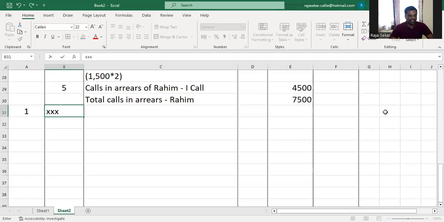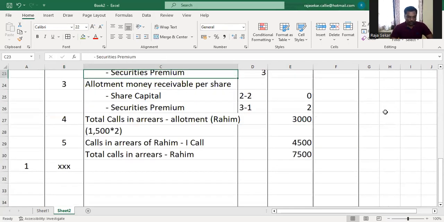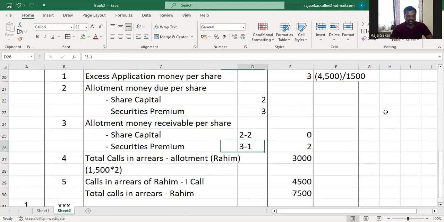So we have premium in the question, and you know very well that a certain portion of the premium has not been paid. The premium receivable was 3 rupees. Out of that, the excess application money only helped us set off 1 rupee.